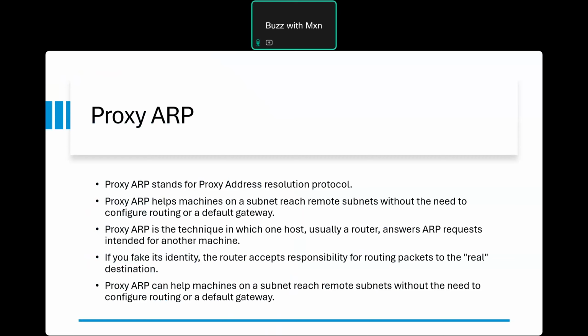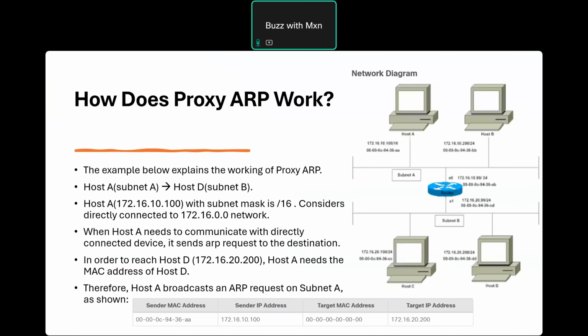So let's understand Proxy ARP with the help of an example that will make it clear. The example is a little lengthy, but bear with me. By the end of the example, you would be able to understand Proxy ARP in a better way. So how does Proxy ARP work? Firstly, I want you to look at the network diagram that is placed on the right-hand side of the presentation. There is host A, host B, host C, and host D.